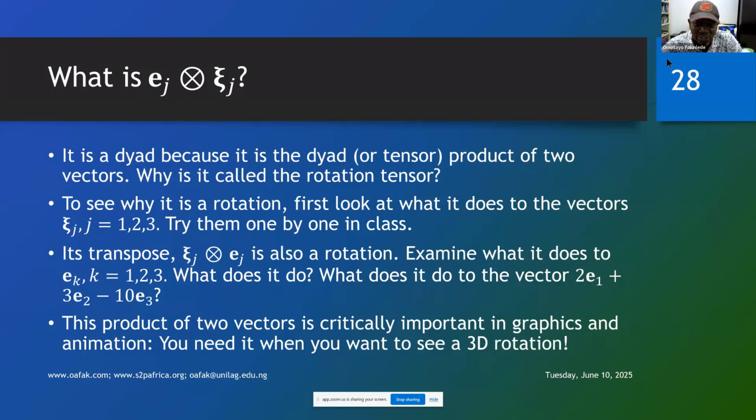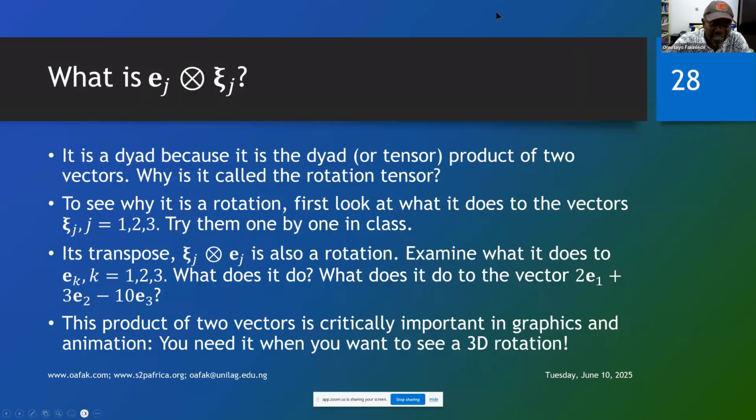Now, to see why this is a rotation, look at what it does to the vectors Xi j, j equal to 1, 2, and 3. What I mean is Xi1, Xi2, Xi3. What I want to do now is I take the product at the head of this page 28, operate it on Xi1, get an answer. Operate it on Xi2, get an answer. Operate it on Xi3, get an answer.